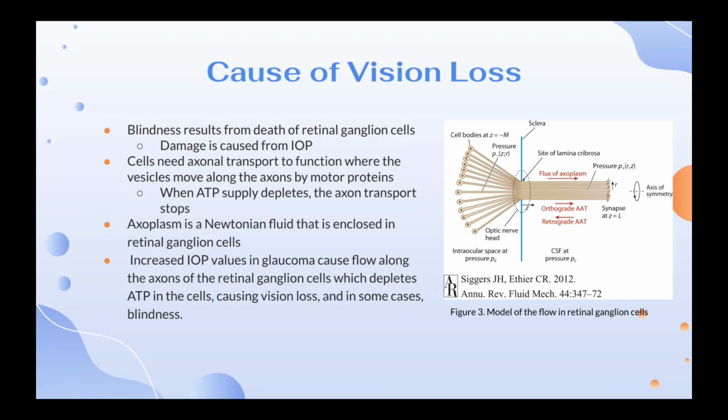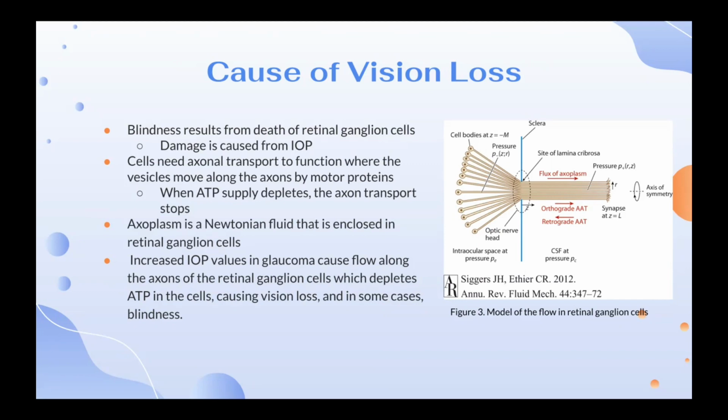Axoplasm is a Newtonian fluid that is enclosed in retinal ganglion cells, and it is permeable through the cell walls. When there is a pressure gradient, the axoplasm is able to flow along the axon. The increase in intraocular pressure results in a significant axial flow of the axoplasm. Convection of the ATP towards the brain is also a result of this.